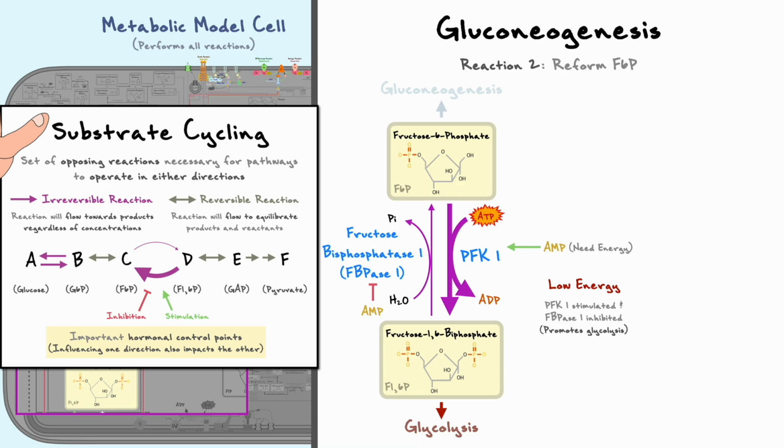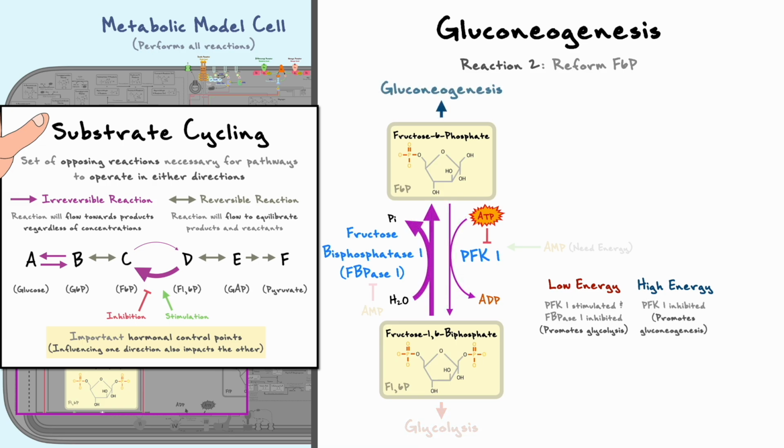On the other hand, if energy levels are high and ATP stores are replenished, ATP at high concentrations acts as an inhibitor on PFK1. Consequently, with less PFK1 activity, gluconeogenesis happens. This also makes sense because, as we've seen in the previous step with pyruvate carboxylase and PEPCK, gluconeogenesis requires an input of energy to kick off, so having high amounts of energy allows this process to happen.